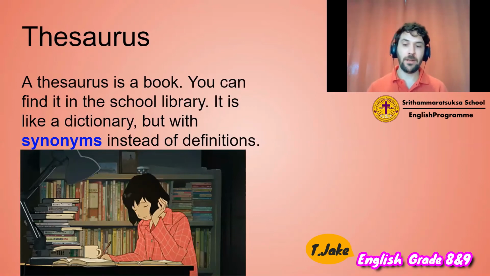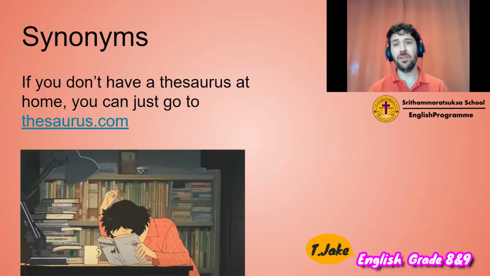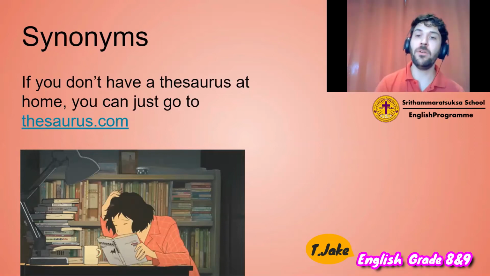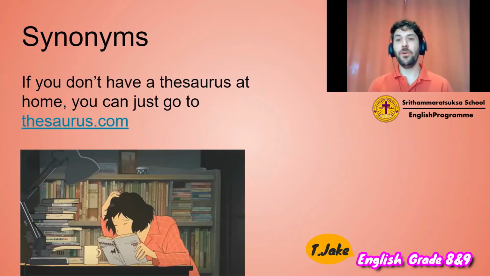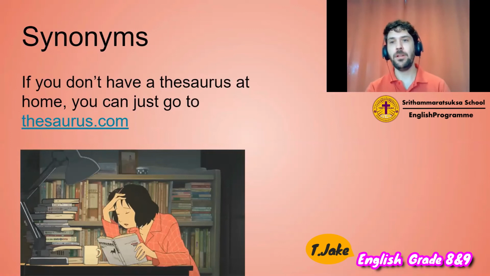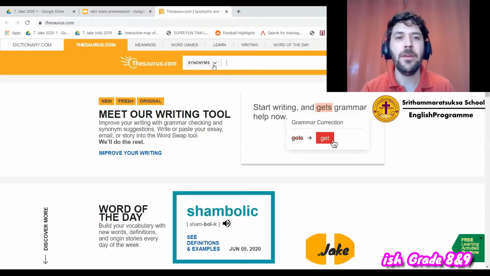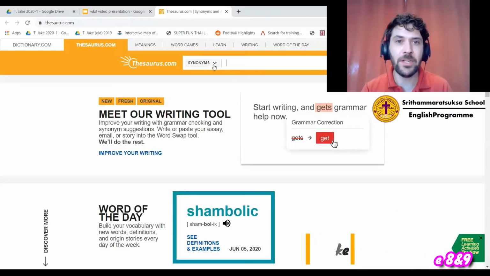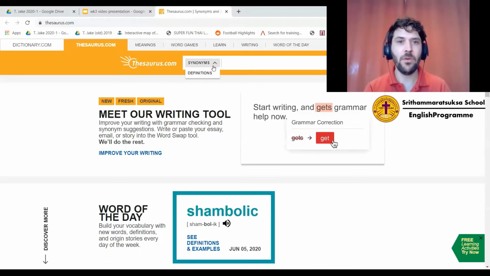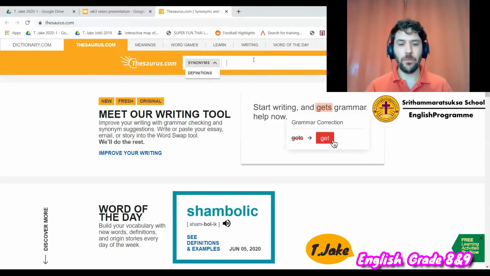So if you don't have it at home, or you don't like going to the library, if you fall asleep when you read books, you can go online. You can use your phone or your laptop or a computer, and you can go to thesaurus.com. Here we see synonyms. We can choose to search by synonyms or definitions, okay? So synonyms is what we're after. Definitions is more a dictionary thing. So let's have a look. For example, the word big.